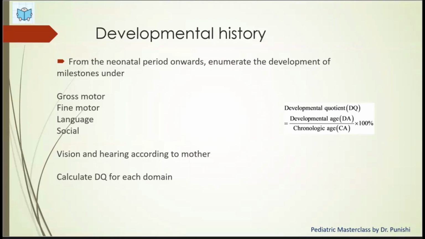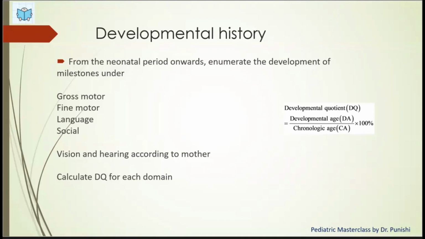Why is this important? It is because in certain types of cerebral palsy, certain areas of milestones are more involved or more affected as compared to the others. For example, in a spastic diplegia, your language and social milestones might still be preserved, but what is most affected is your gross motor and fine motor milestones. So you will see a discrepancy in the DQ of your motor milestones versus the language and social, which will be much better in a case of cerebral palsy of the spastic diplegia type.